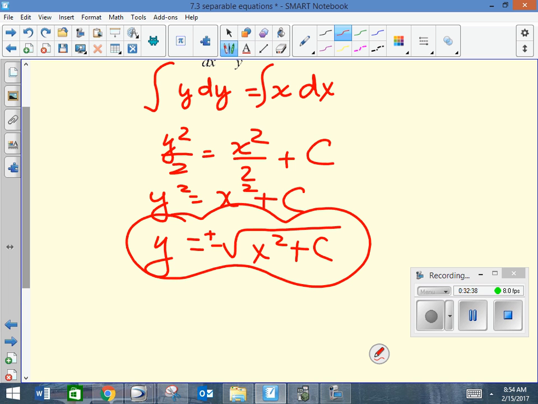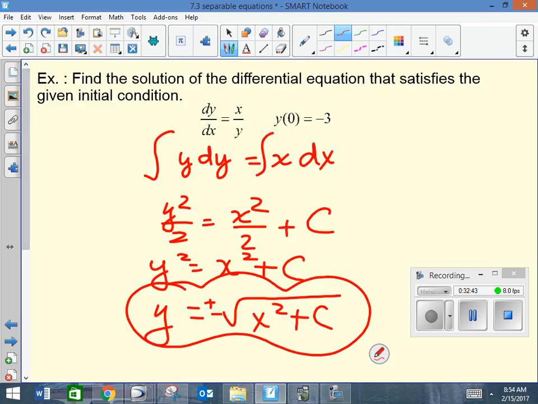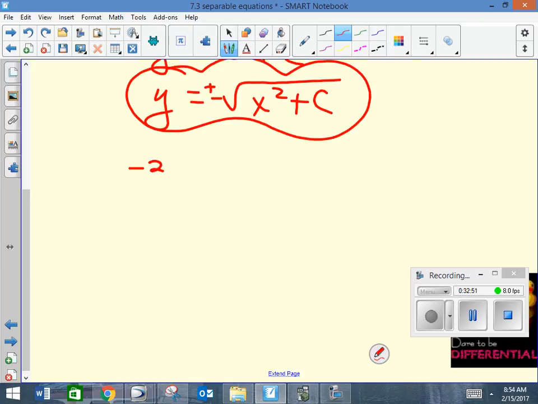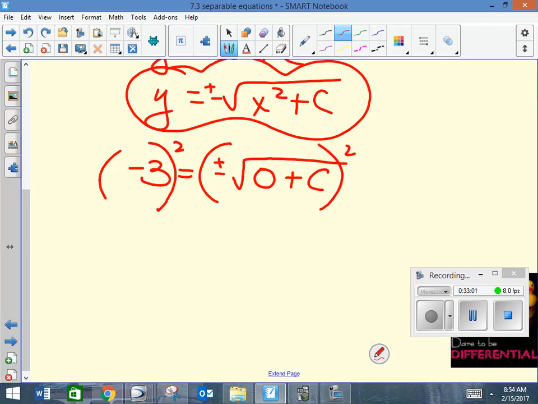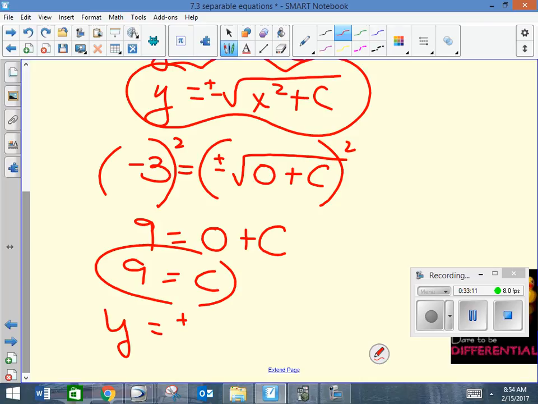Okay, now, why does that matter? Because look at your solution. We are plugging in a 0, -3 for x and y. Okay, so here we go. -3 equals plus or minus the square root of 0 plus c. I'm going to square both sides. So you're like, well, why does that even matter? Because c is 9. Okay. This is two solutions. Just saying.